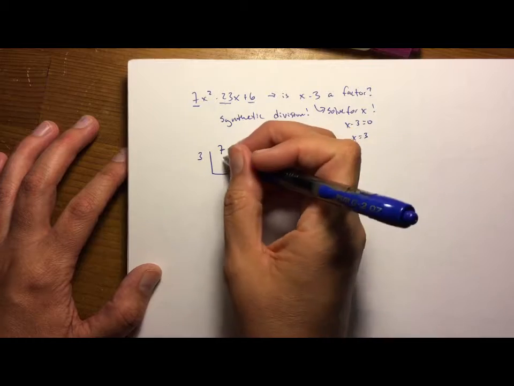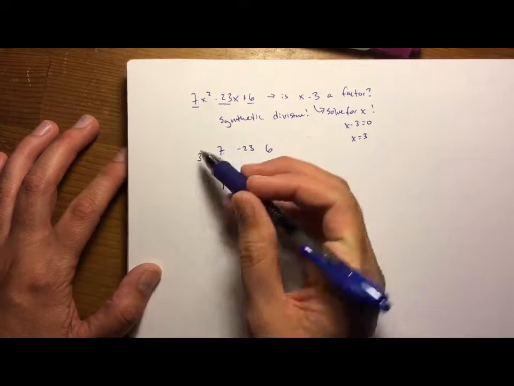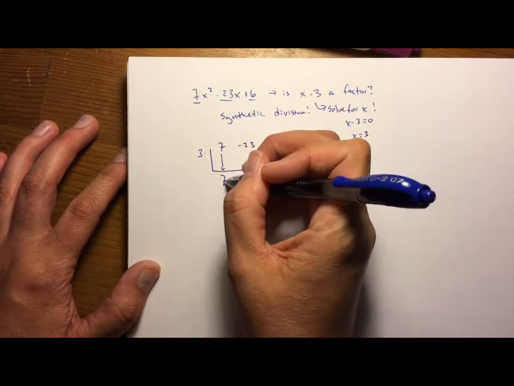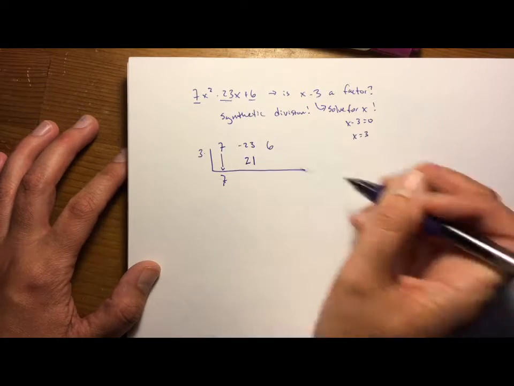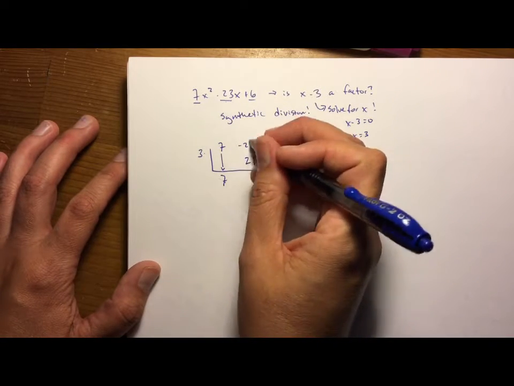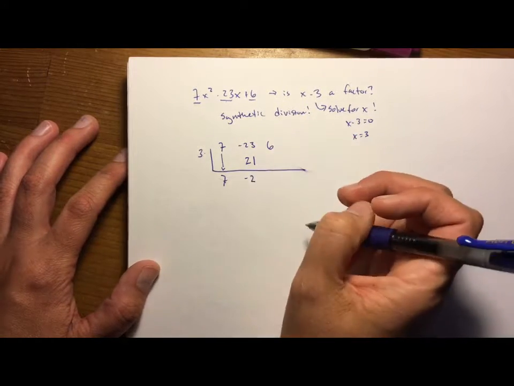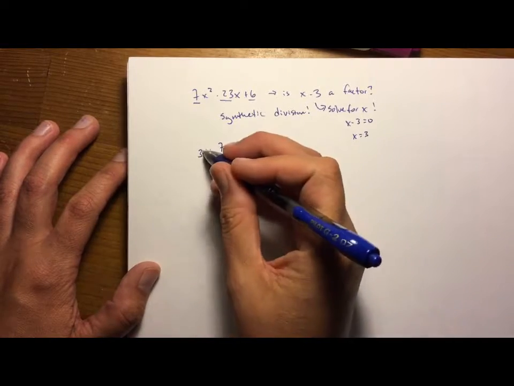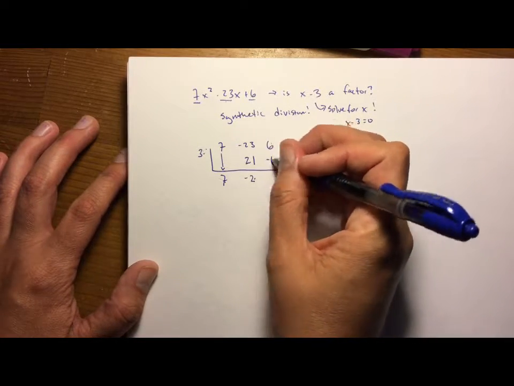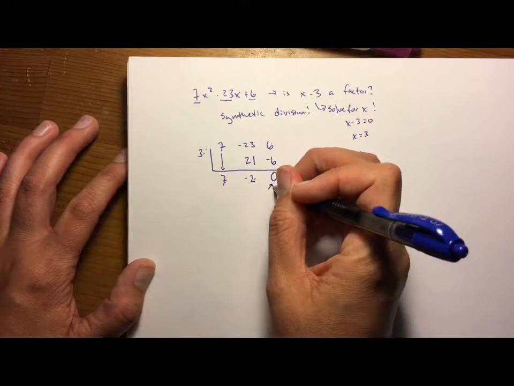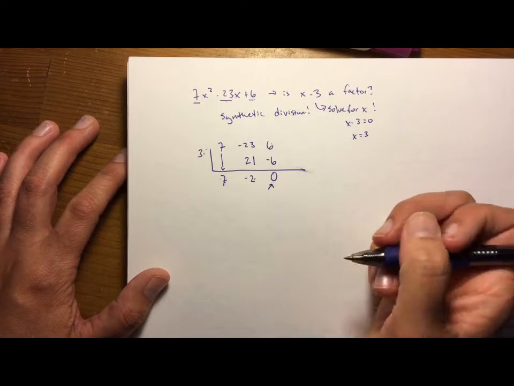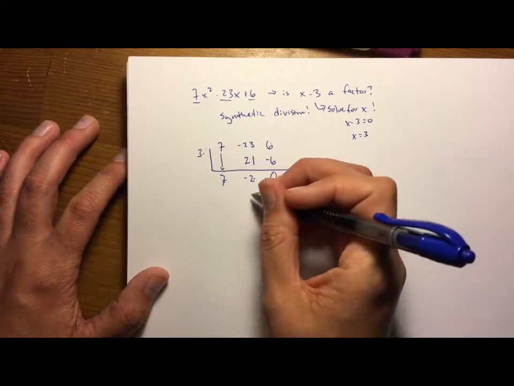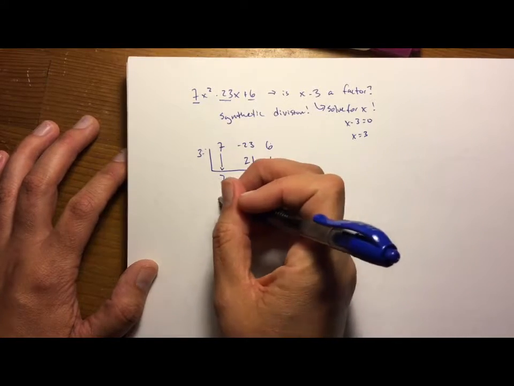Then the first step, bring down that 7. And then you multiply these two. So 3 times 7 is 21, and you put it there. Now we're going to add these two, so you get negative 2. And then multiply these again. 3 times negative 2 is negative 6. Add these two again, and that's a 0. Which means that this is your remainder, this is your constant, and this is your x.